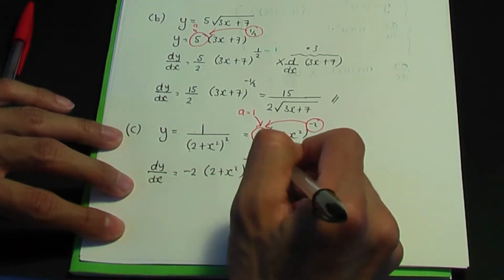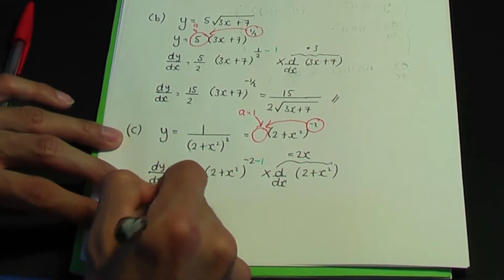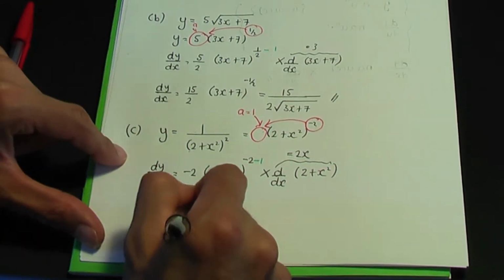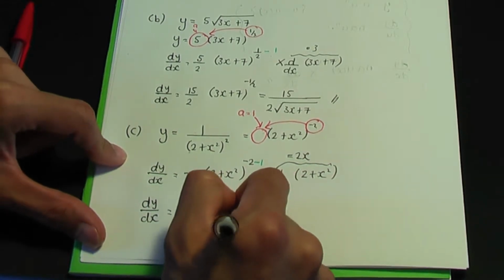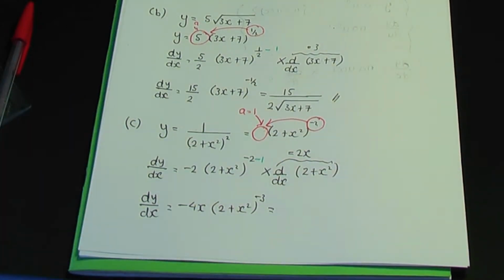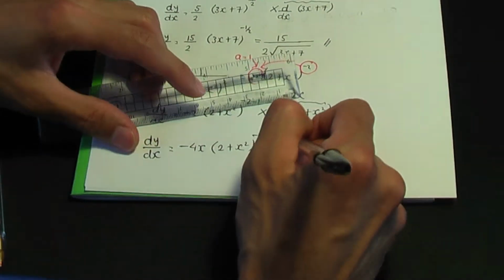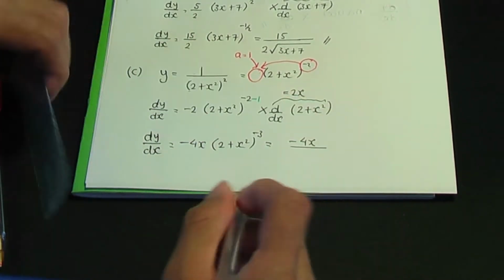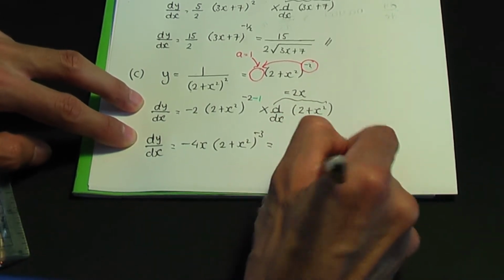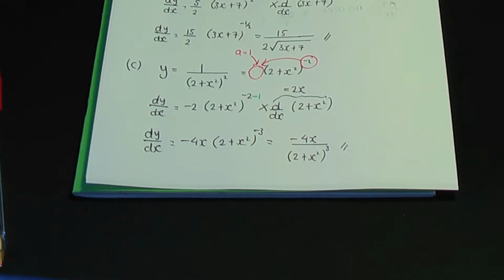So let's tidy this up. D by dx of 2 plus x squared, that is 2x, and if we simplify this, dy by dx will be 2x from here times minus 2 is minus 4x into 2 plus x squared, and minus 2 minus 1 is minus 3. Okay, and we could rewrite that as minus 4x, and the minus 3 power will be the same as 1 over 2 plus x squared to the power 3. Okay, so that should be the solution for dy over dx for part C.